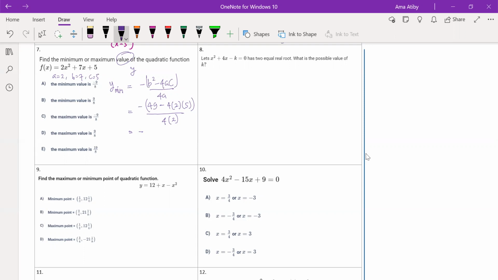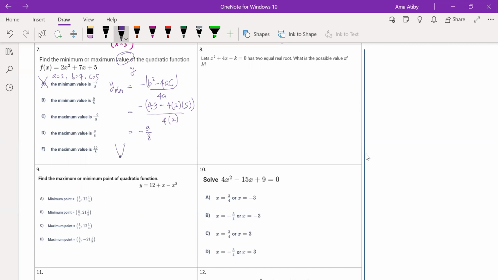So 4 times 2 is 8, 8 times 5 is 40. So 49 minus 40 is 9. So minus 9 over 4 times 2, which is 8. So the correct answer is the minimum value is negative 9 over 8. You need to be careful because there is also the maximum value. Remember that for the open upwards parabola, it has the minimum value.